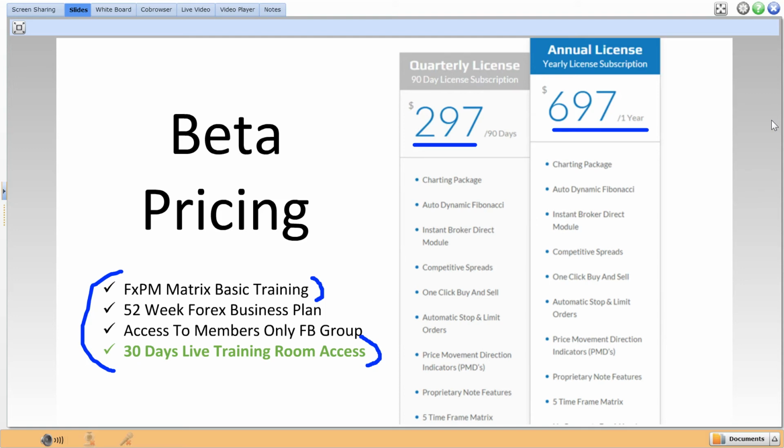Where you already have a license, yeah, there are some other options available.